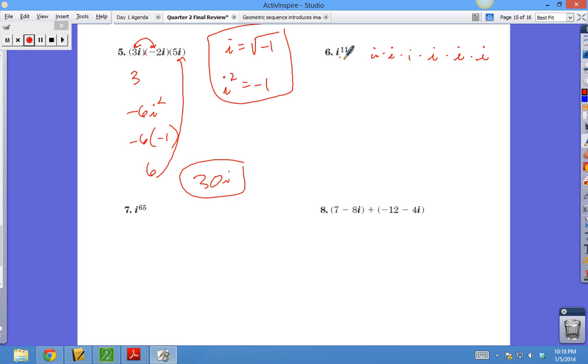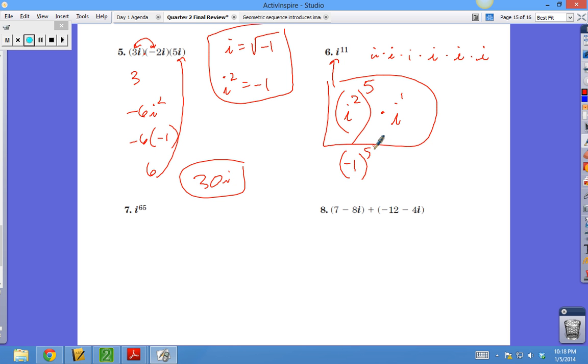Okay, so I to the 11th is how many squares? I know that 5 squares is 10. So I know that this right here is the exact same thing as this right here. I gotta have 11 imaginaries. Right here I got 2 of them. But if I have 5 2's, that's 10 of them. And then there's my 11th right there. So I squared, this is swapped out for a negative 1. If I have negative 1 to the 5th power, negative 1 times negative 1 times negative 1, that is a negative 1. Negative 1 multiplied by I is a negative I. So the trick is to see how many squares you have.